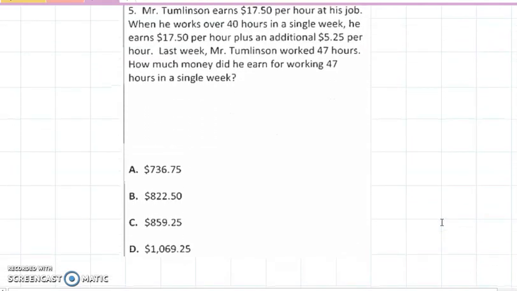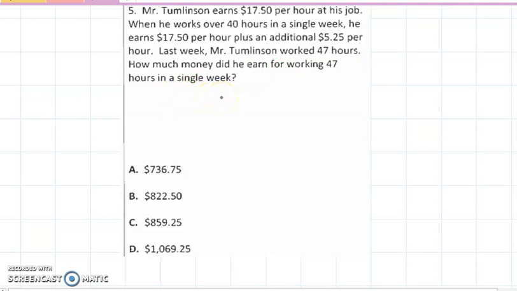Okay. Number 5 there. I'll read the question, then answer. Mr. Tomlinson earns $17.50 per hour at his job when he works over 40 hours in a single week. He earns $17.50 per hour plus an additional $5.25 per hour. Last week, Mr. Tomlinson worked 47 hours. How much money did he earn for working 47 hours in a single week?